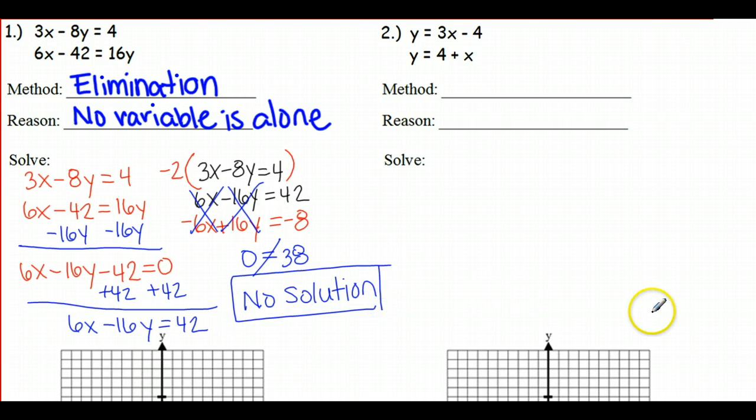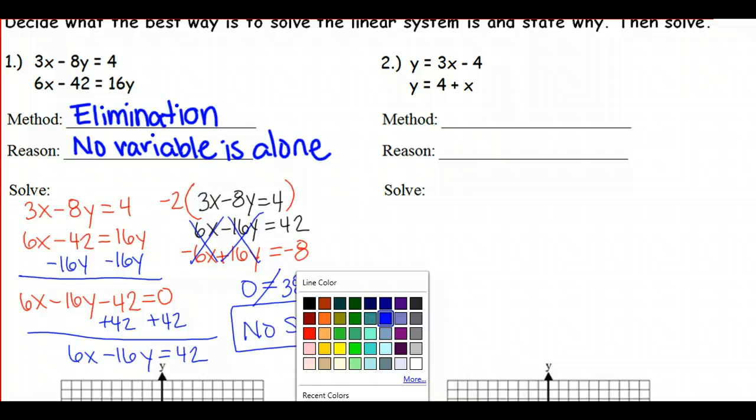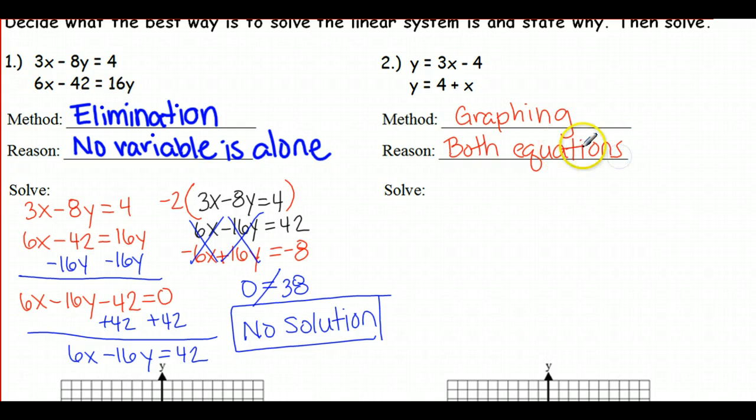All right, let's go ahead and look at problem number 2. Notice in this problem, both equations have y alone, and they're both written in slope-intercept form. So we're going to use graphing. And the reason is because both equations are in slope-intercept form.